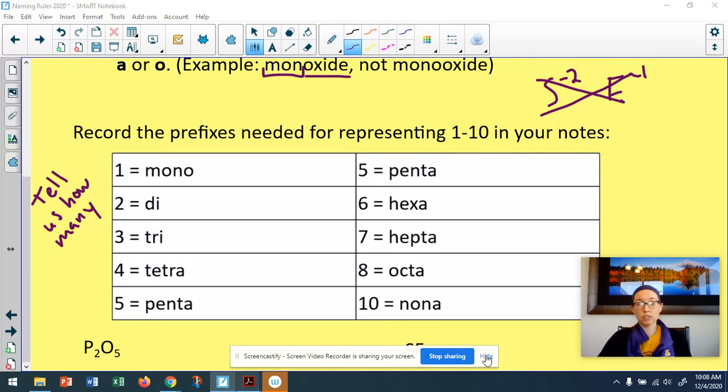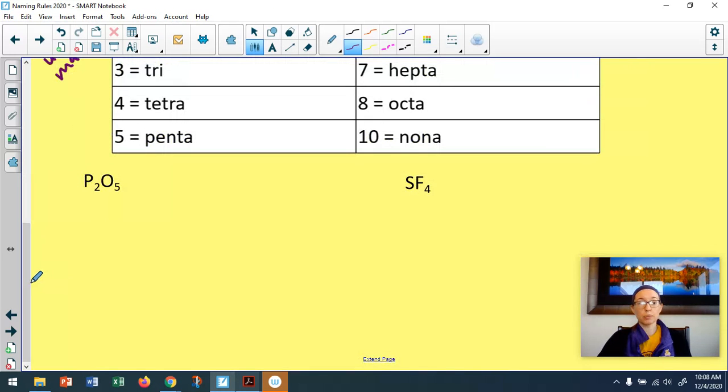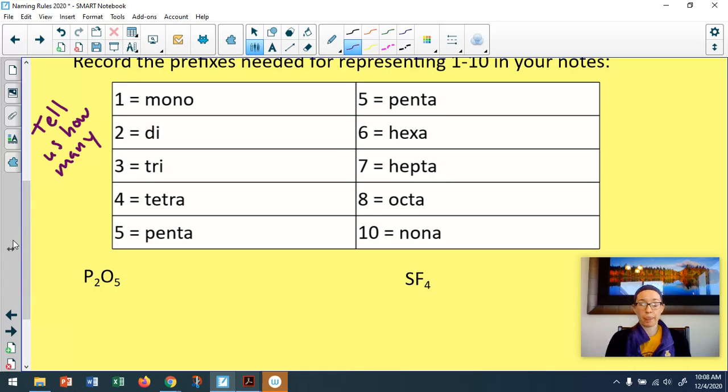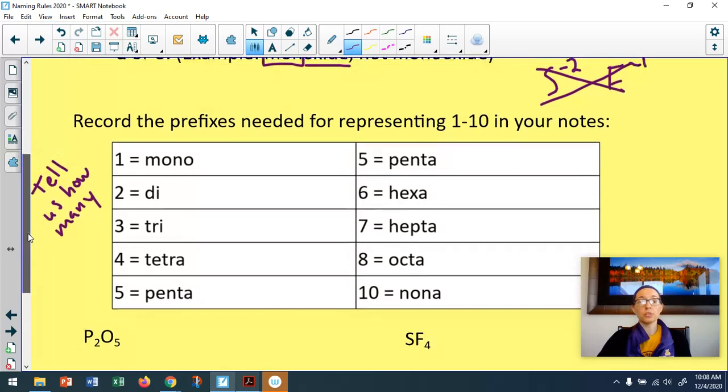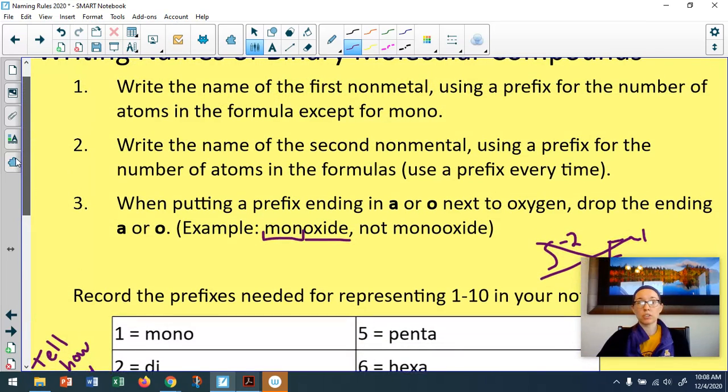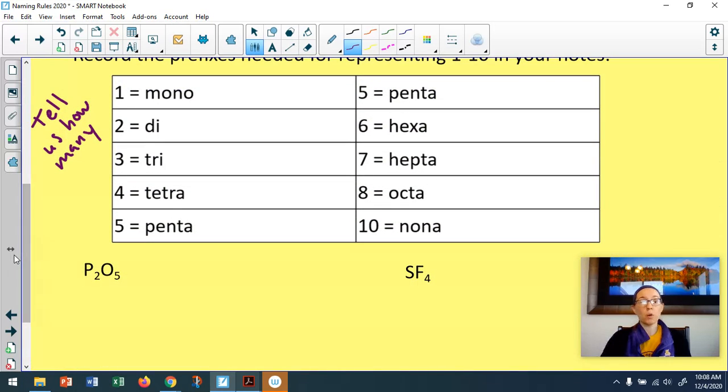So let's take a look at a couple examples here before I give you a chance to work on the ones in your notes. We here have P2O5. P is phosphorus. Our rules say that for the first element, use a prefix unless it's 1. Okay. It is more than 1, so we're going to use that prefix. So I'm going to write diphosphorus. Okay. And then for our second one, we have 5, which would be penta.